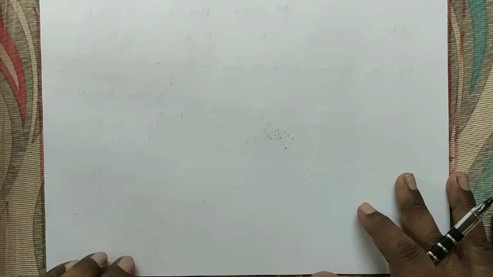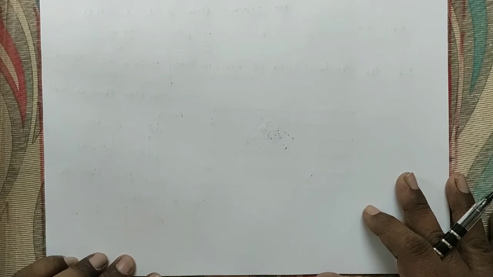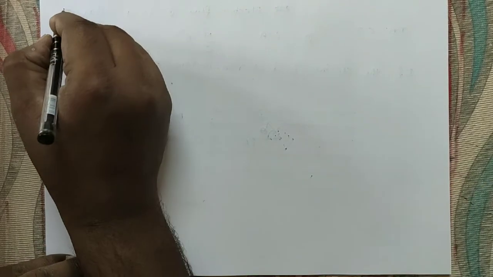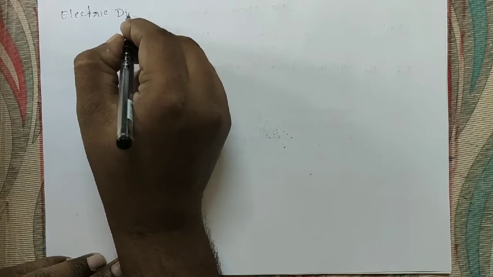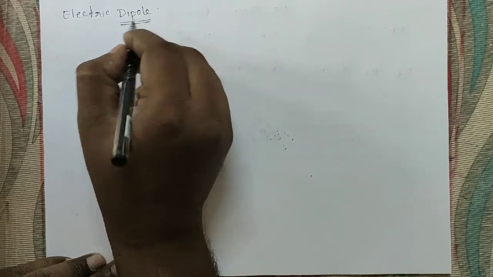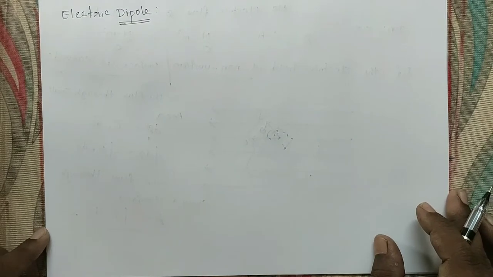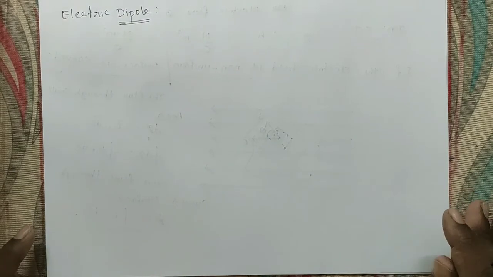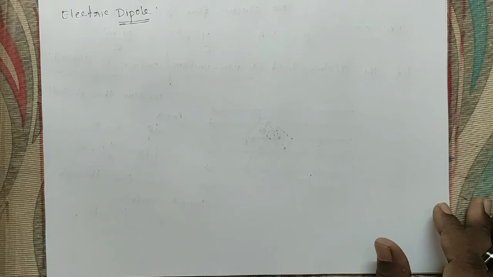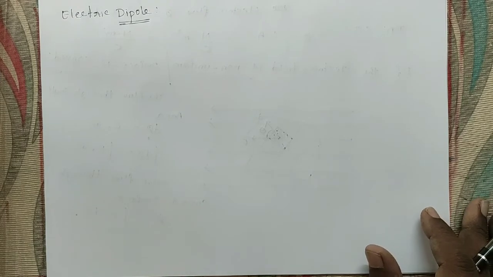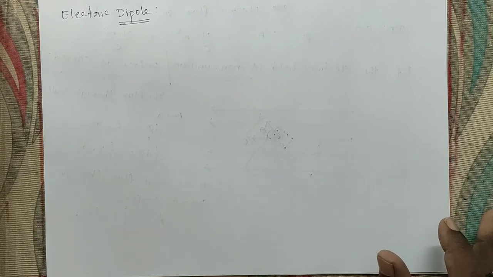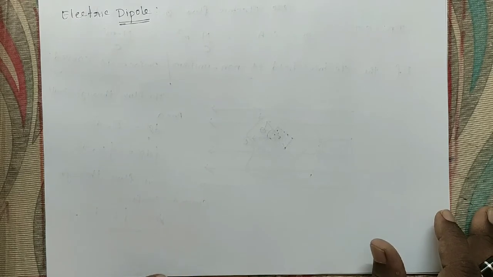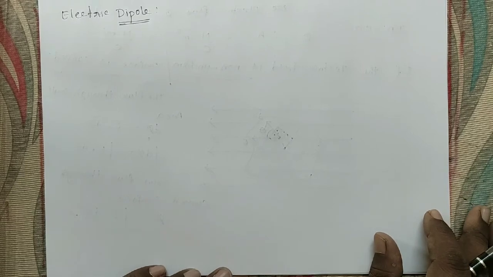Electric dipole. Here you observe dipole: di in the sense of two, pole in the sense of two poles, different polarities, means a system. If a system is there which is having two charges separated by certain distance, a system of two equal and unlike charges separated by certain small distance is called an electric dipole.